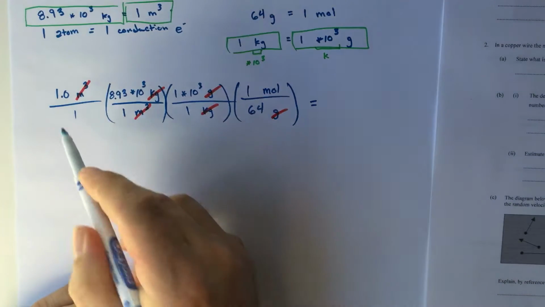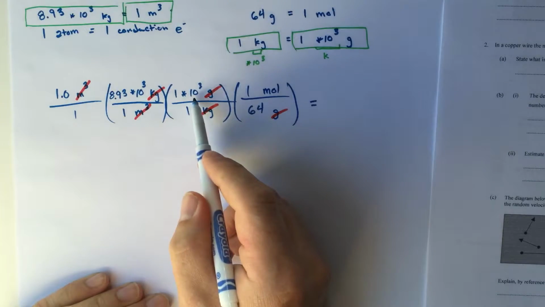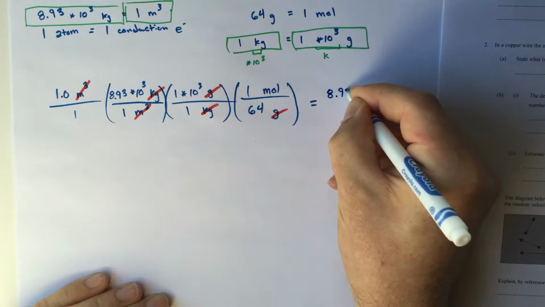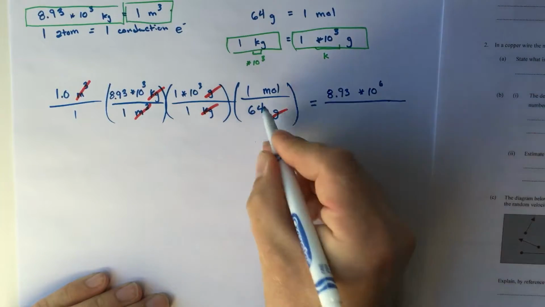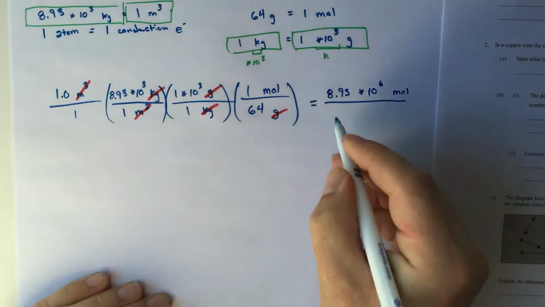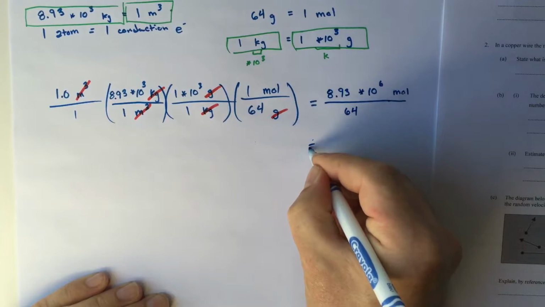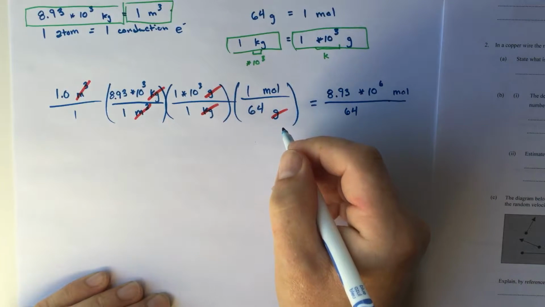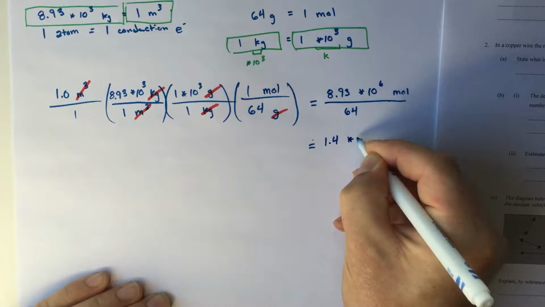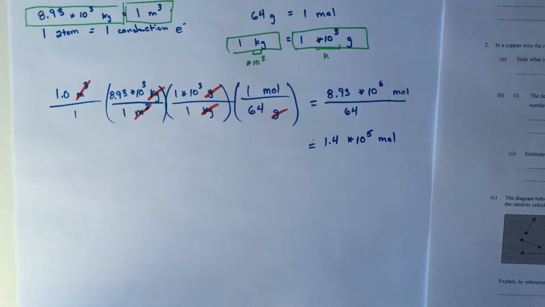So let's go to it. I have 1 times 8.93 times 10 to the third times 10 to the third. That's 8.93 times 10 to the sixth. I have on top moles, and on the bottom I have 1 times 1 times 1 times 64. And so if I calculate that out, I will get for myself about 1.4 times 10 to the 5th moles, rounded to two significant figures here. All right. Excellent. Let's move on.